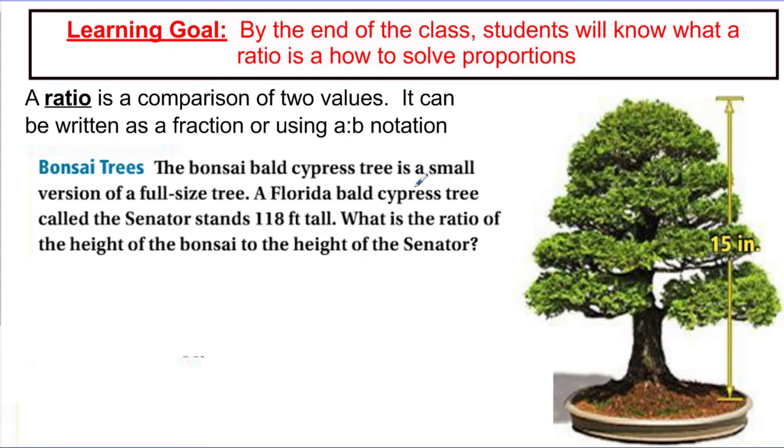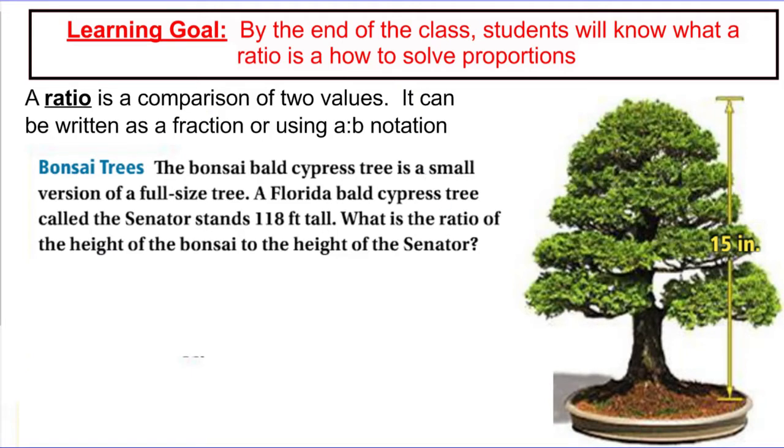Sorry, what a ratio is. A ratio is just the comparison of two values, right? So we can compare, in this particular example, the height of two trees. We can compare your speed to time. We can compare the lengths of the sides of a triangle, anything like that. And we're trying to come up with a value that represents a comparison between those two things that we're comparing.